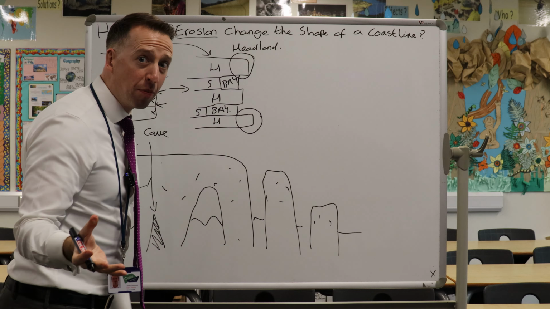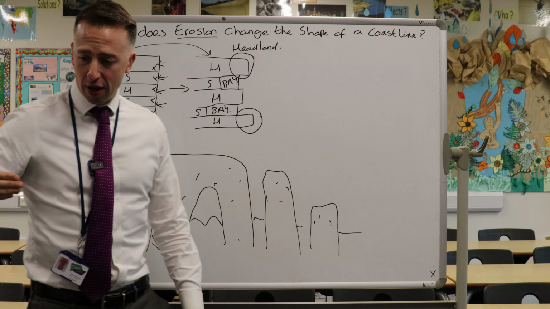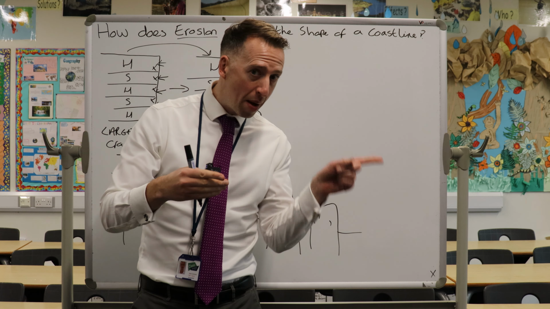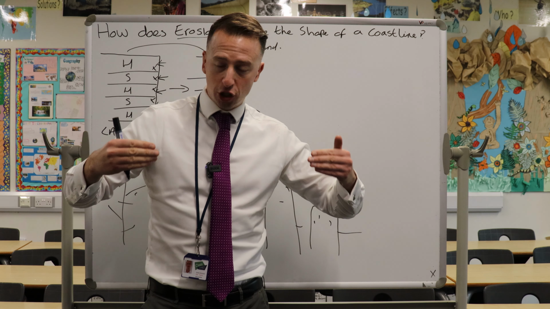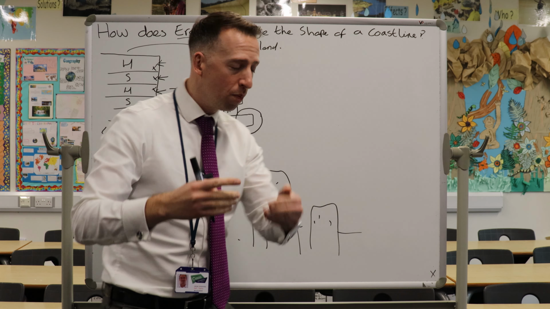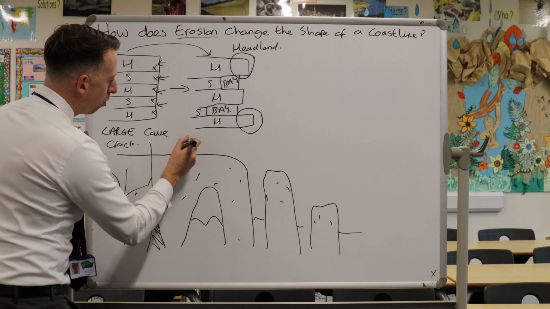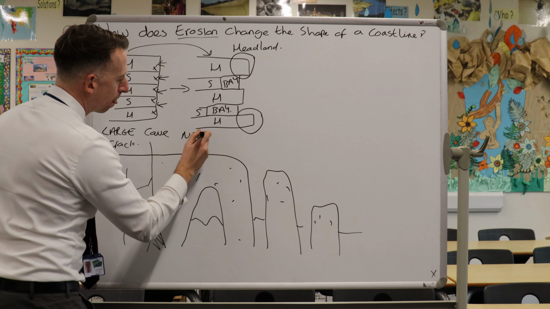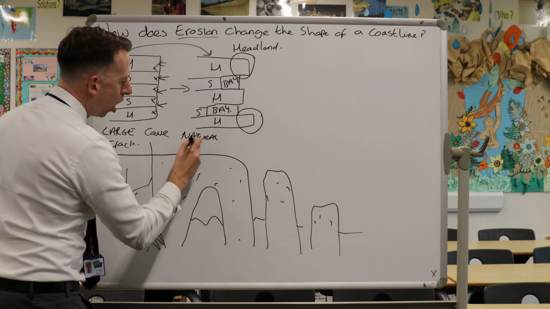Now, one or two things can happen here when we've got a cave. The cave can erode all the way through the headland and come out the other side, or we can get two caves either side of the headland and they're going to be eroded and they're going to meet in the middle. When that happens, we will get a natural arch.